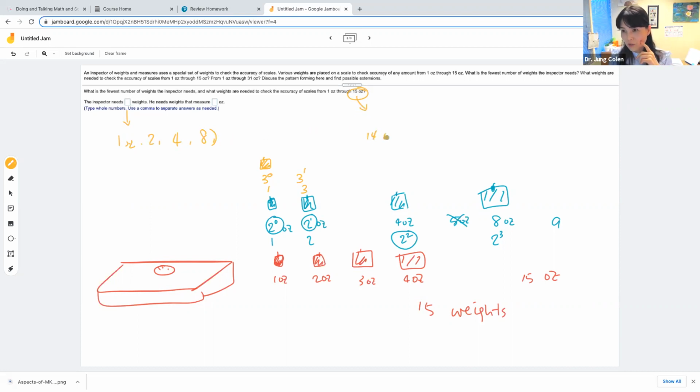To check 14 ounce, what can he do? Just these 3, right? Yep. So 13 ounce. How can you measure 13 ounce? 4, 8 together is 12, and 1 more ounce, 13 ounce, and so on and so on. So you just need these 4 different weights to measure all of the different ounces from 1 to 15, but that's the minimum number.